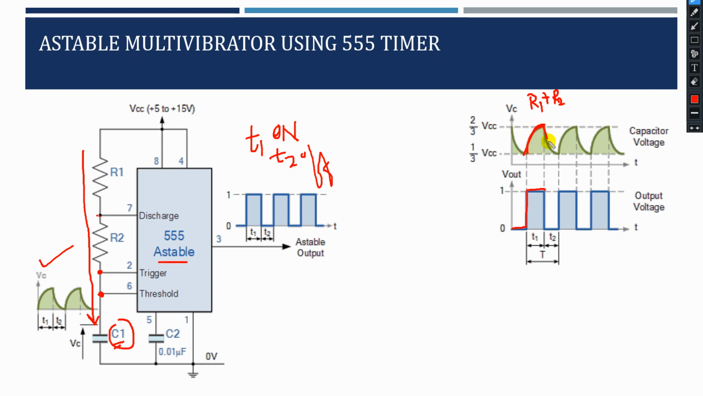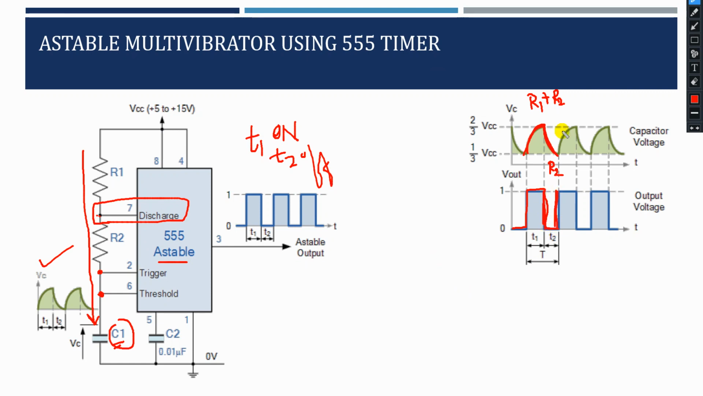Then the capacitor starts discharging. When it starts discharging, it discharges through R2 only, because R2 is connected to pin number 7. Discharging of the capacitor is through pin number 7. Now the output goes to low, that is nothing but your T2.